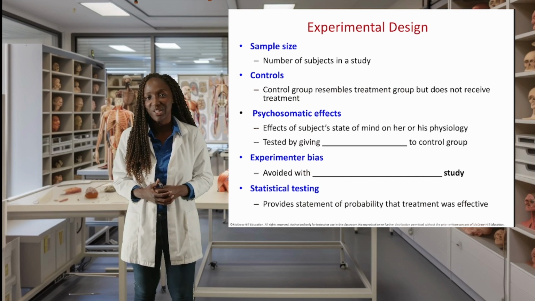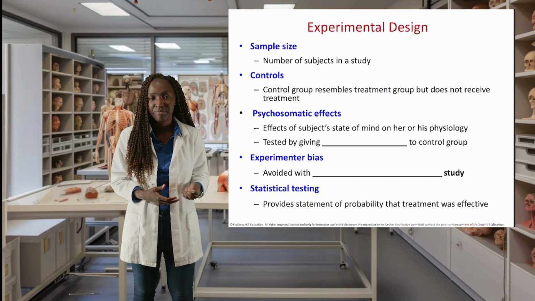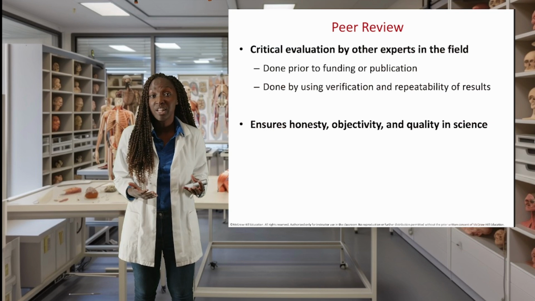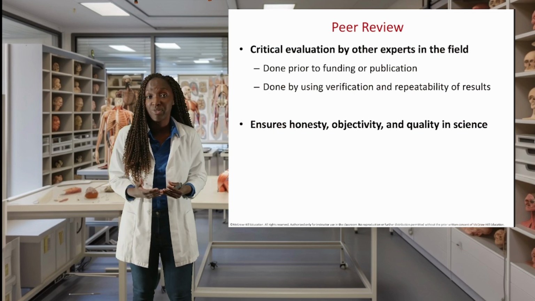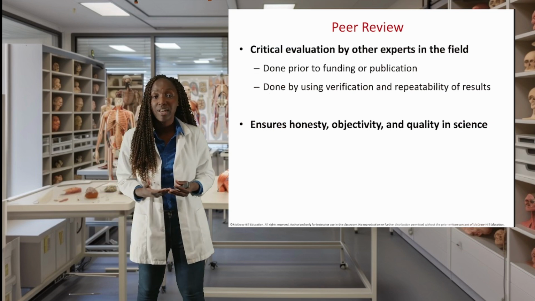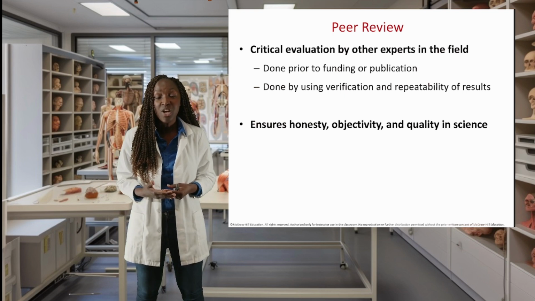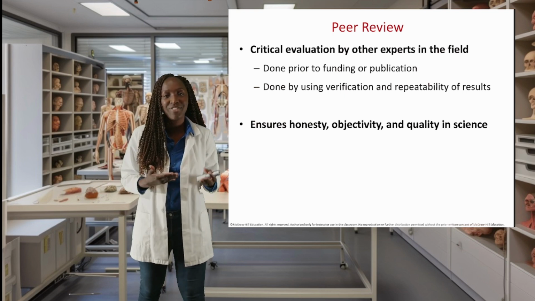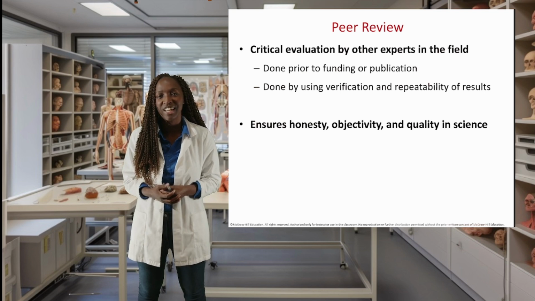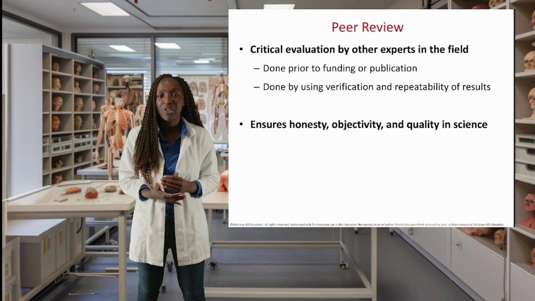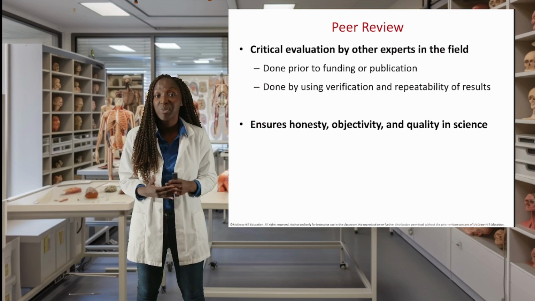Lastly, we have to have statistical testing. It has to provide a statement of probability that the treatment was effective. Once we're done with our study, we have to move into the phase of peer review. This is where our study goes under critical evaluation by other experts in the field. So peer review would not be considered efficient if your mother were to look at your scientific study and say, job well done. It needs to be done by other knowledgeable people within that field. This needs to be done before funding, before publication, and done by using verification and repeatability of results. This will ensure honesty, objectivity, and quality in science, which we all value.